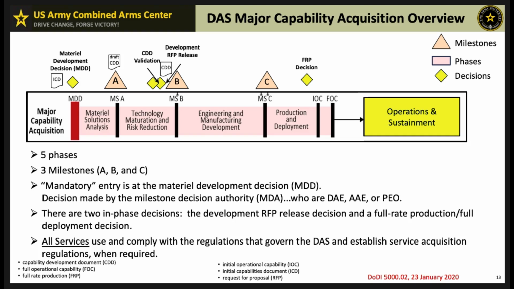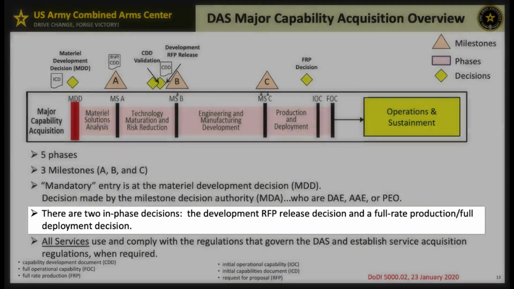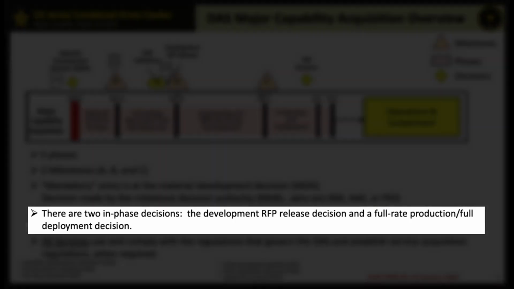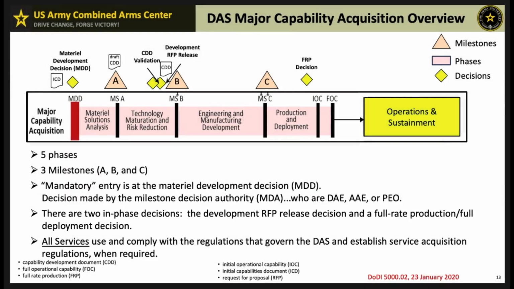Some key points to note here is 5 phases, and the acquisition process progresses through these phases that start with material solutions analysis and end with operations and sustainment. 3 milestones, talked about that. And there's a number of in-phase decisions. There's the development of the request for proposal, the RFP, release and full rate production and full deployment decisions. These are all important events within the phases. Compliance. All services must adhere to DAS regulations and establish service-specific acquisition rules as necessary.